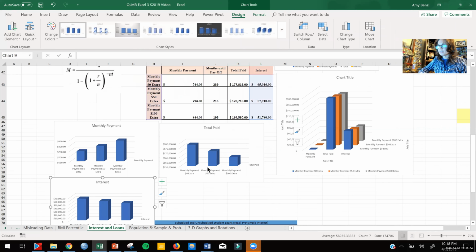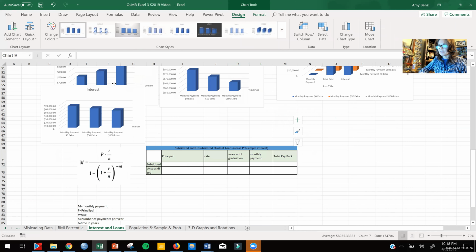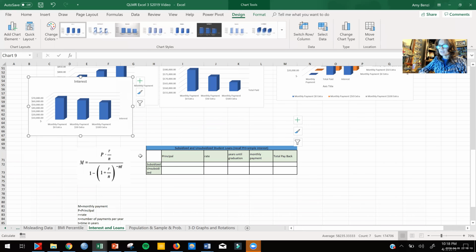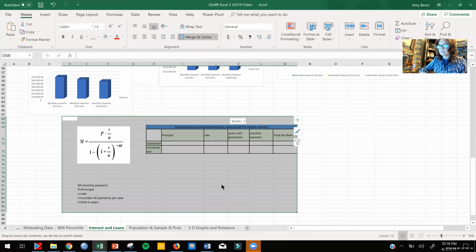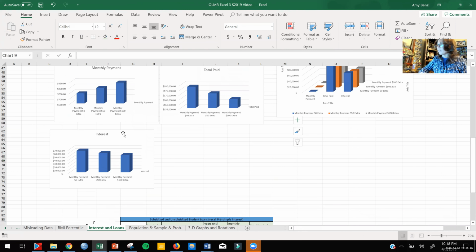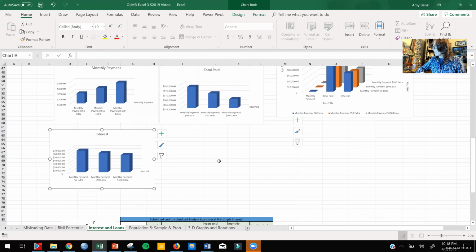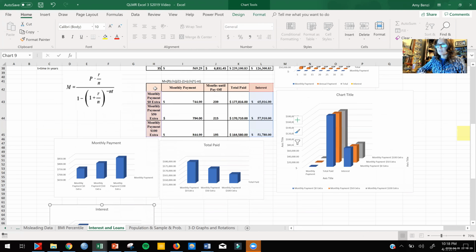Right here. Oh, looks like I've gotten into this. That's fine, just move it. All right, so here now we have a graph to show our interest. And I am also going to, let's see, I guess I did do a graph for this one too.